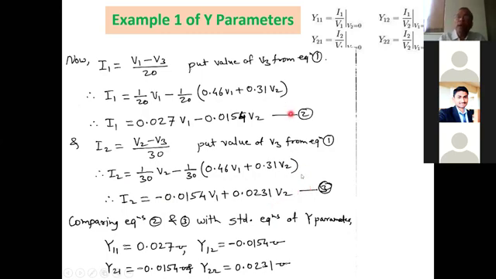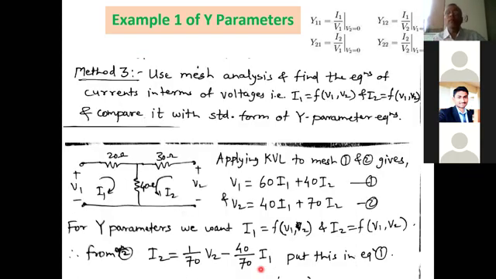Now equations 2 and 3, you compare them with the standard equations of the Y parameter and you will be able to find the coefficients as Y11, Y12, Y21 and Y22. So this is the second method. By the second method also we have got the same values of Y parameters. Now the third method, use of mesh analysis.